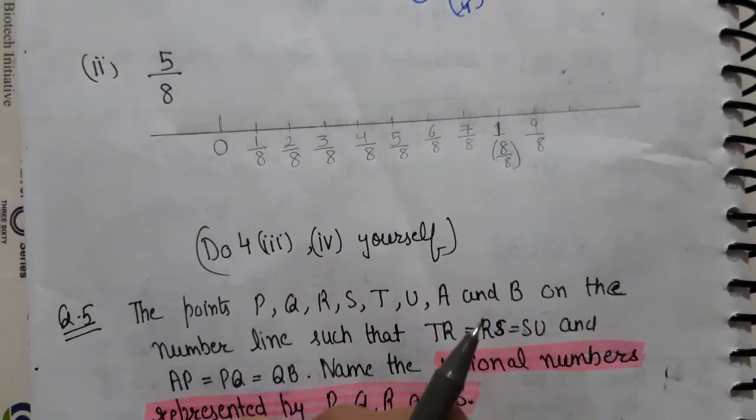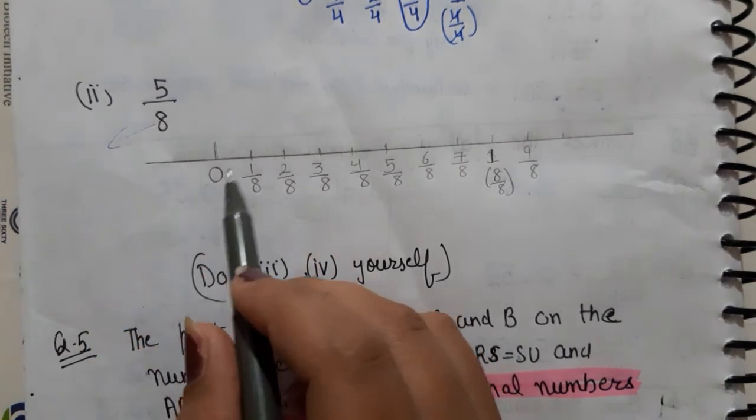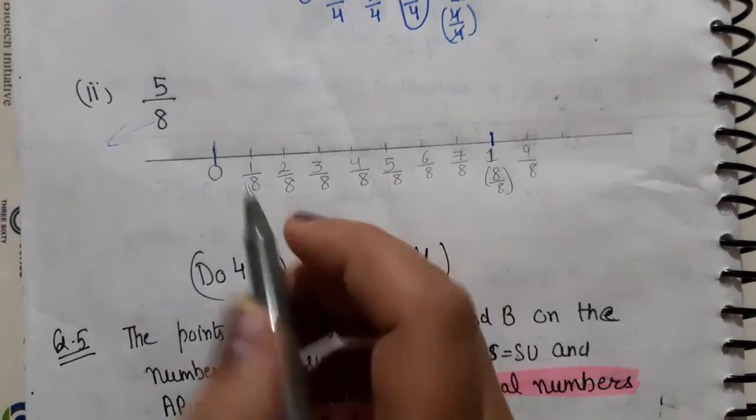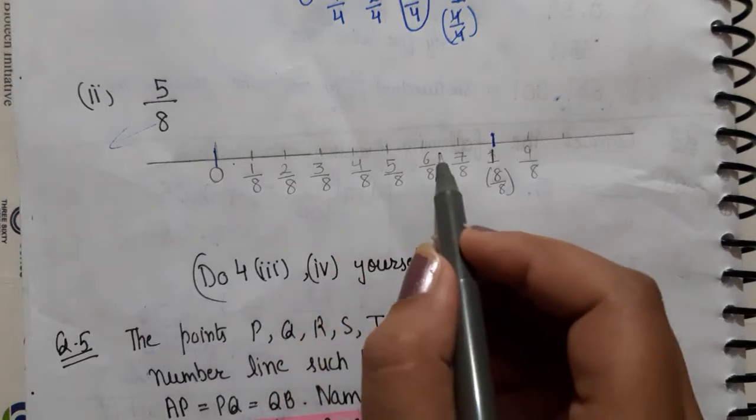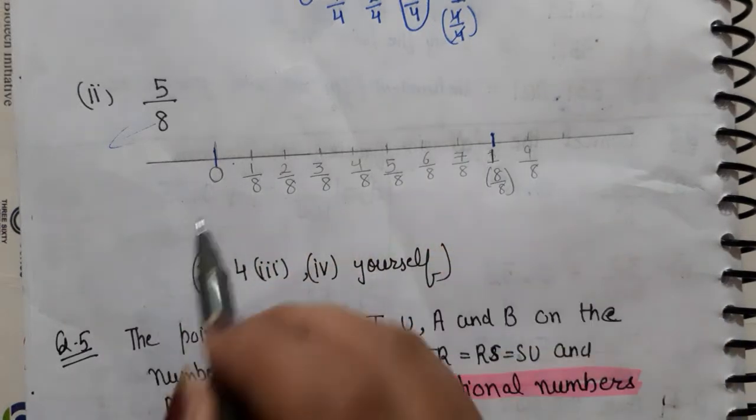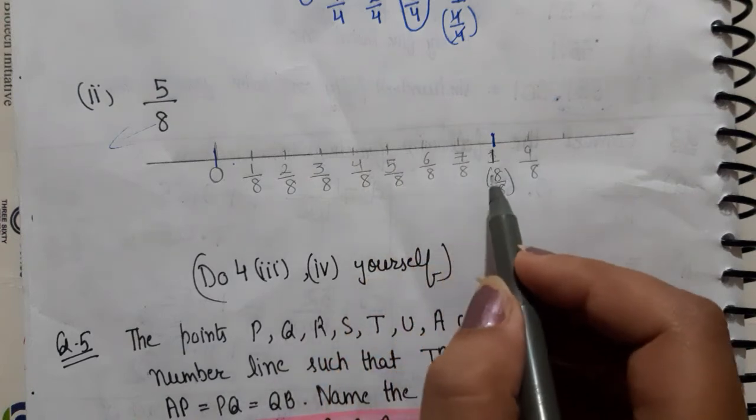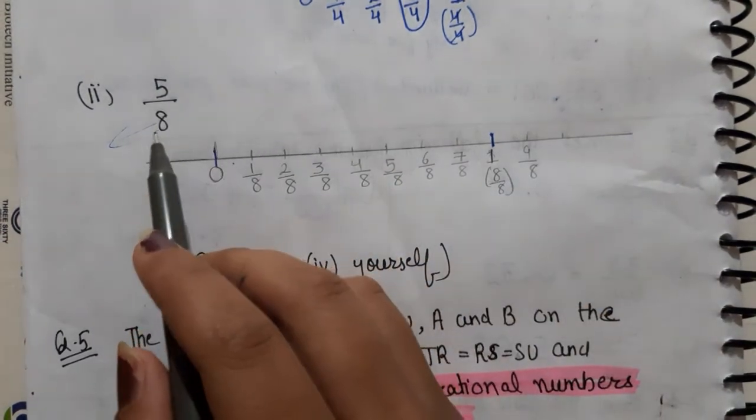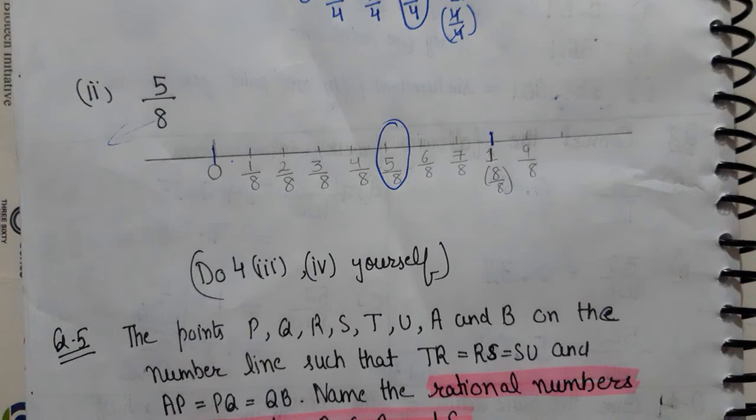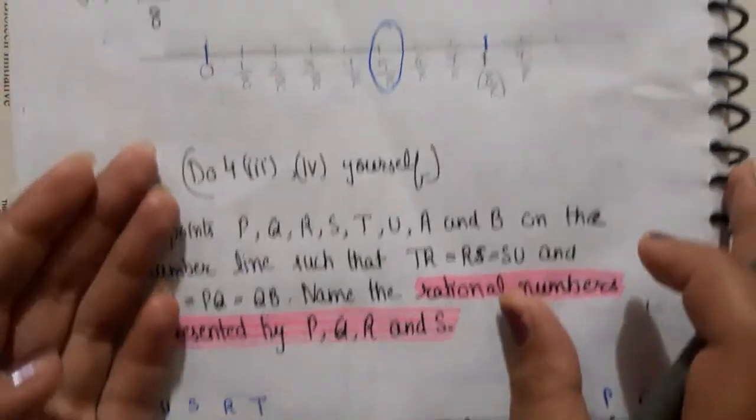Now let's move to 5 upon 8. I have already drawn 5 upon 8. See the denominator, 8. It means between every two integers, between 0 and 1, they have made 8 equal parts. Count 1, 2, 3, 4, 5, 6, 7, 8. I have written 0 to 1 and 8 equal parts in between, and I have marked 1 upon 8, 2 upon 8, 3 upon 8, 4 upon 8, 5 upon 8, 6 upon 8, 7 upon 8, and 8 upon 8 will be your 1. Now you have to mark 5 upon 8, so this is your 5 upon 8. Hence this is your answer. Do the third and fourth parts yourself, both are the same as the first and second parts.